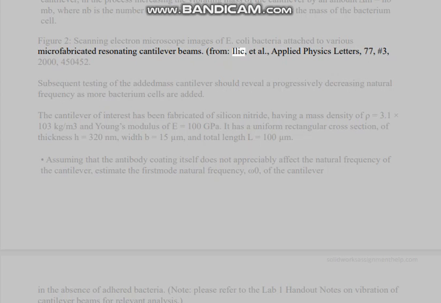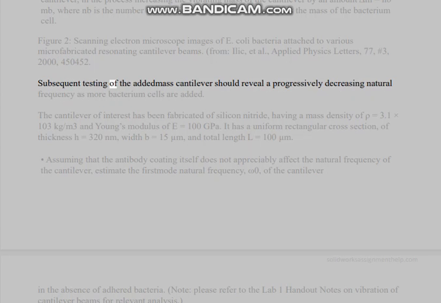From Ilic et al., Applied Physics Letters, 77, number 3, 2000, 450-452. Subsequent testing of the added mass cantilever should reveal a progressively decreasing natural frequency as more bacterium cells are added.